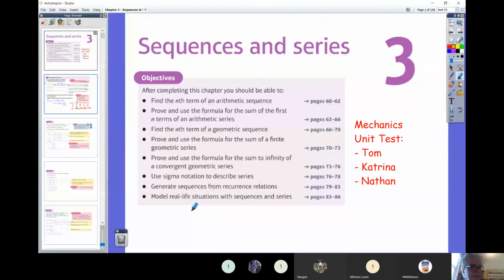And last I looked, I'm still waiting for the mechanics test from Tom, Katrina, and Nathan. Now, maybe you've uploaded it in the last 24 hours, but if you haven't, could you just try and get that uploaded before half term, please. I'd like to keep up to date, so we're only one test out of sync, really.